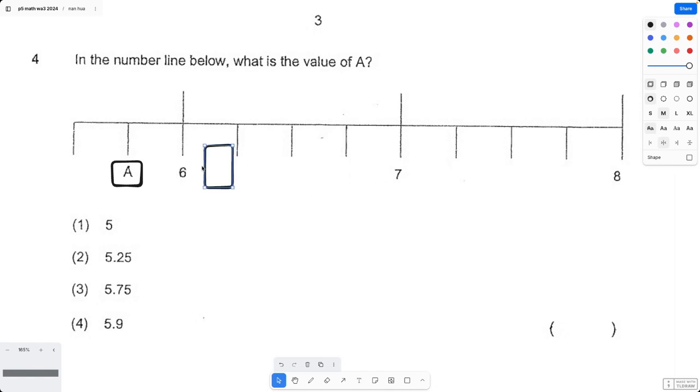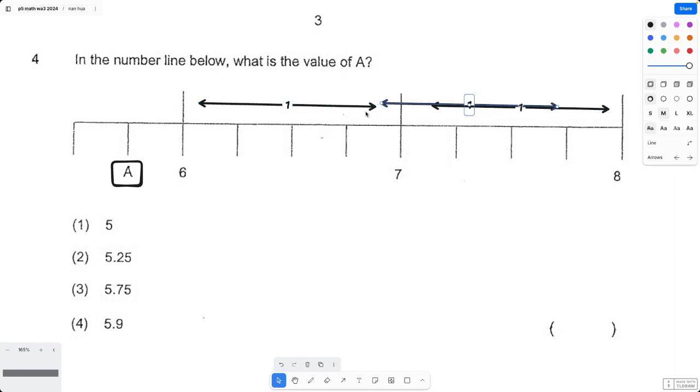So I have 4 gaps in between 6 and 7, right? So in this case, the difference, okay, I'm going to put the arrow here. The difference is basically 1, right? So we have 1 between 6 and 7. Same goes for 7 and 8, right? At the same time, we also have 4 gaps in between, right?